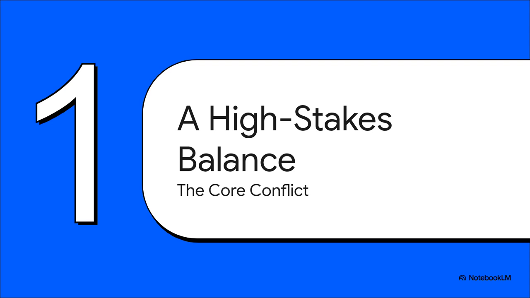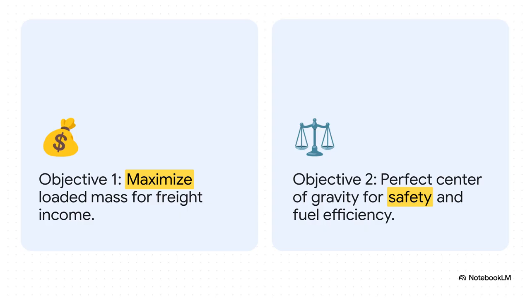And at its heart, it's a fundamental conflict, a real tug of war between two competing goals. See, on one hand, airlines want to load as much cargo and baggage as possible. More weight means more revenue, simple as that. But on the other hand, to save that fuel, you need to get the plane's center of gravity just right, pushing it as far back as is safely possible. These two objectives are constantly pulling against each other.